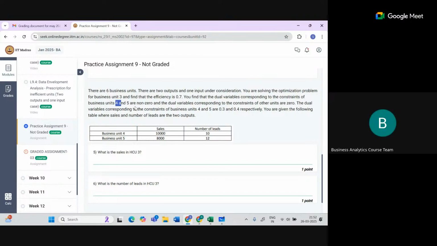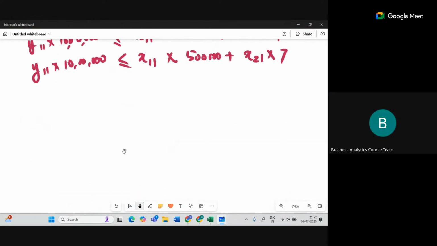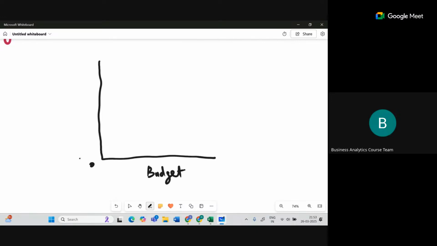For business unit 3, what is the role of business unit 4 and 5? Let's do that. Let's take an example with two inputs, say budget and team size. The same example as before. It is called the frontier, that line.